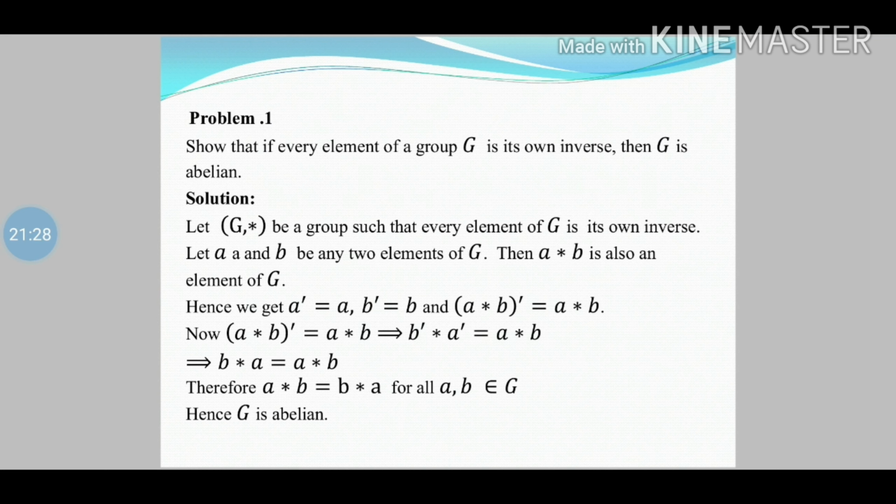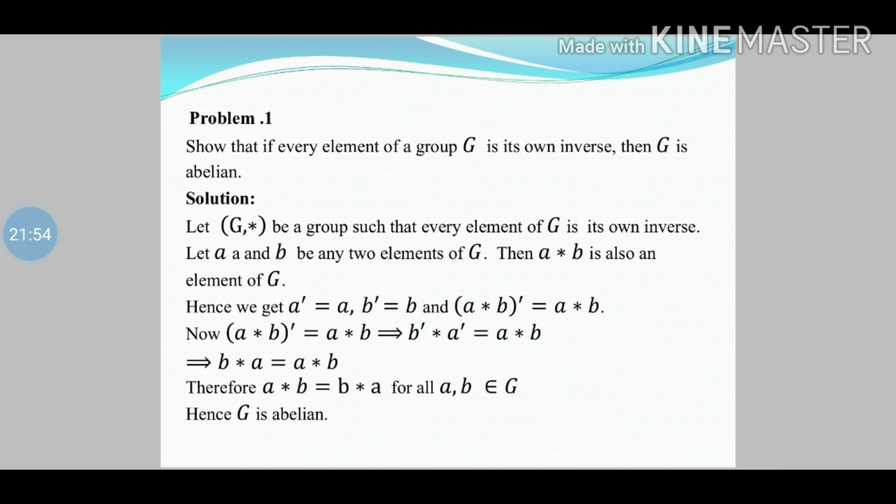Problem number 1. Show that if every element of a group G is its own inverse, then G is abelian. Here we want to prove that G is a group with the property that every element of G is its own inverse. That is, if we take any element a belongs to G, then a inverse = a. Then we want to prove that G must be abelian.